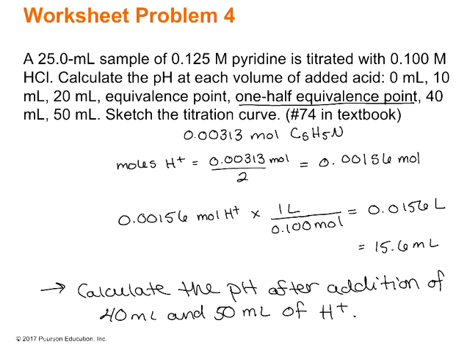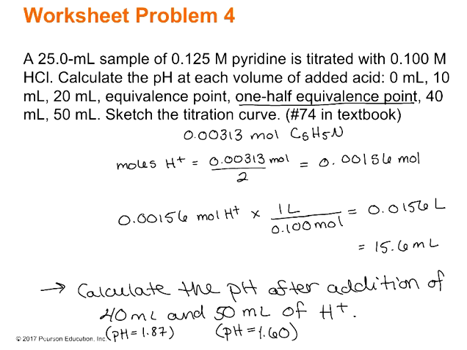Okay, so I'll tell you what the pH values are, and then this is a worksheet problem, so I do have the key posted on Canvas if you want to double check your work. Now, the pH at 40 milliliters should come out to be 1.87, and then at 50 milliliters, the pH should come out to be 1.6. So you can also check your work that way.